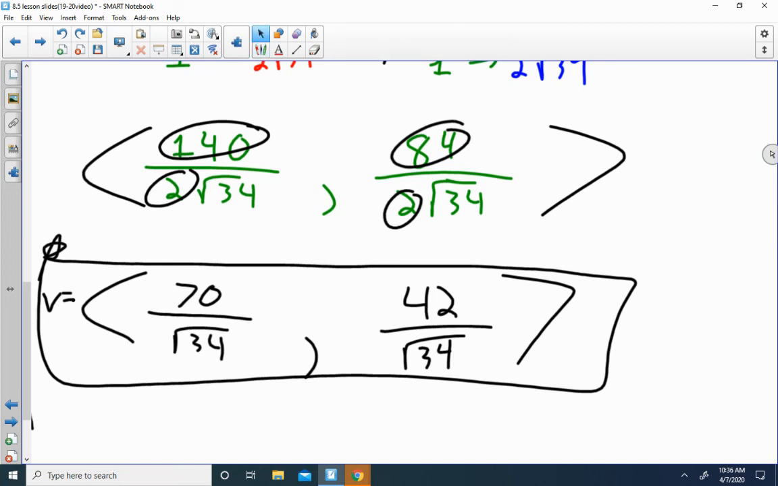If it doesn't ask for decimal answers, that's how you're going to write your answer, just like that. It doesn't look pretty, but it is correct. Okay, so let's just do one more example where we do that stuff so you get comfortable, and then we'll be done for 8.5.